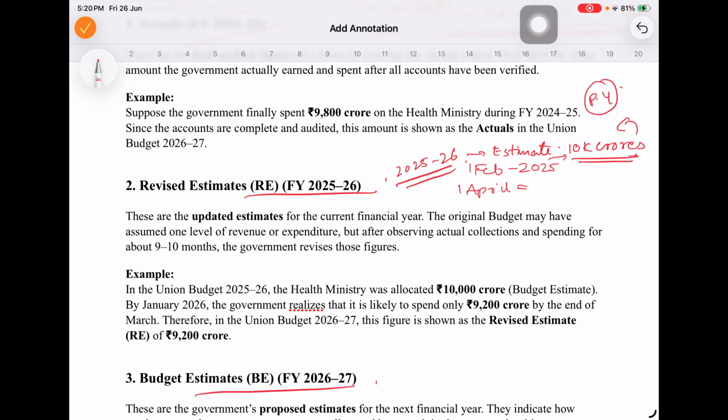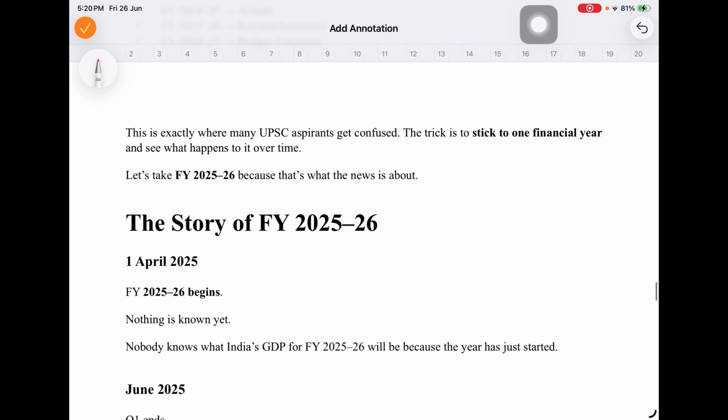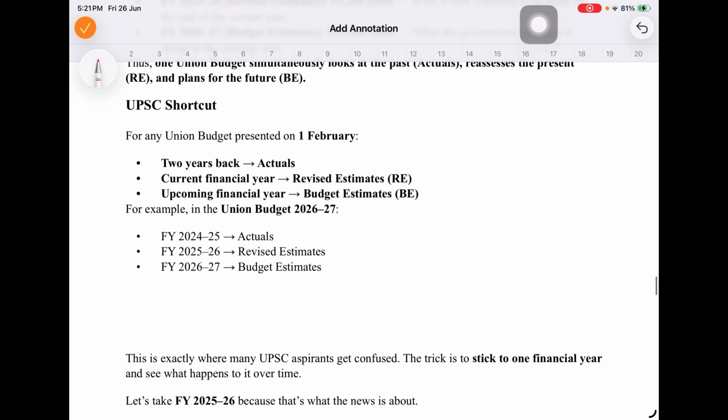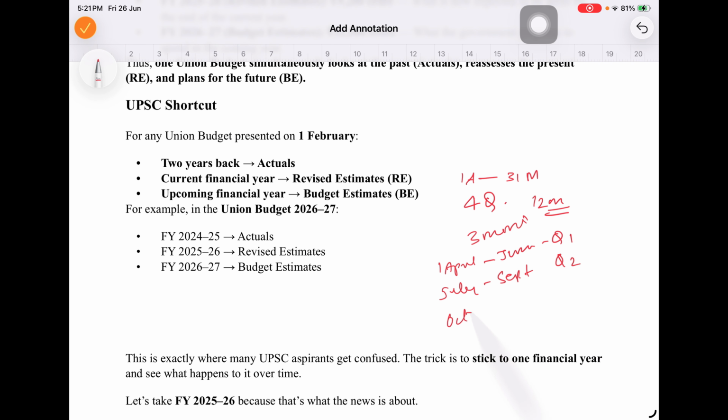Then you have the first quarter. So every financial year, which begins from 1st April to 31st March, has 4 quarters. Your 12 months are divided, 3 months each, into 4 quarters. April, May, June is quarter 1, July to September is quarter 2, October to December is quarter 3, and January to March is quarter 4. Okay, so you understood the quarters.